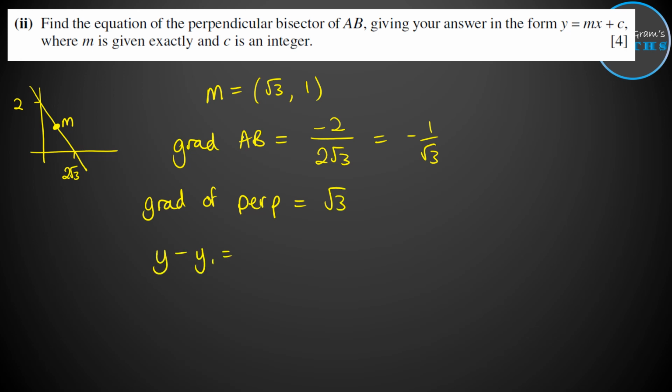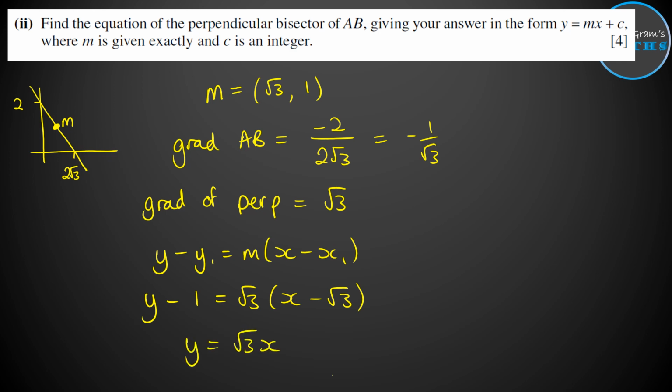Use our equation of a line, substitute in our values, so the y value is 1, the gradient is root 3, the x1 value is root 3. Then expand that out, so we get root 3 times root 3 is just 3, so we get a minus 3, and then add the 1, so we've got minus 2.